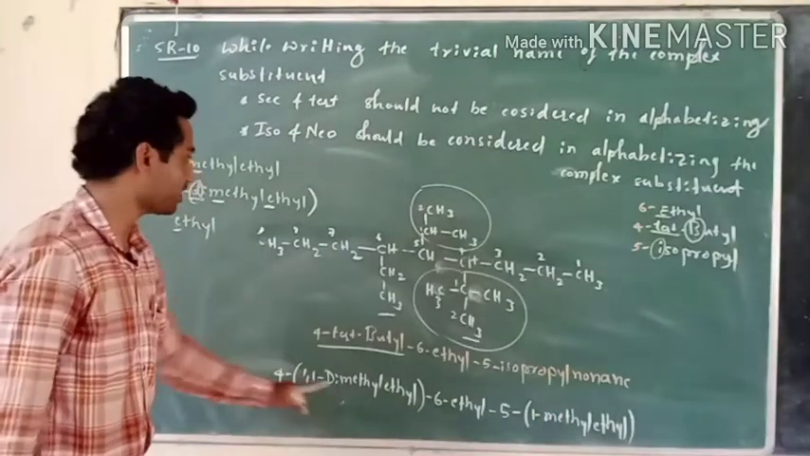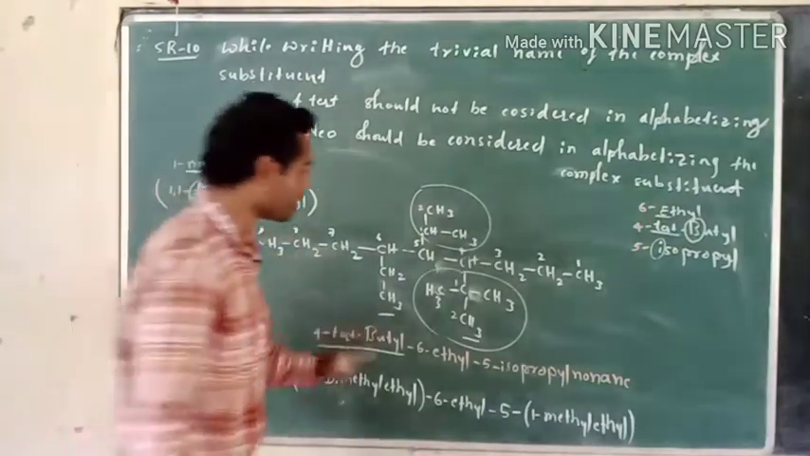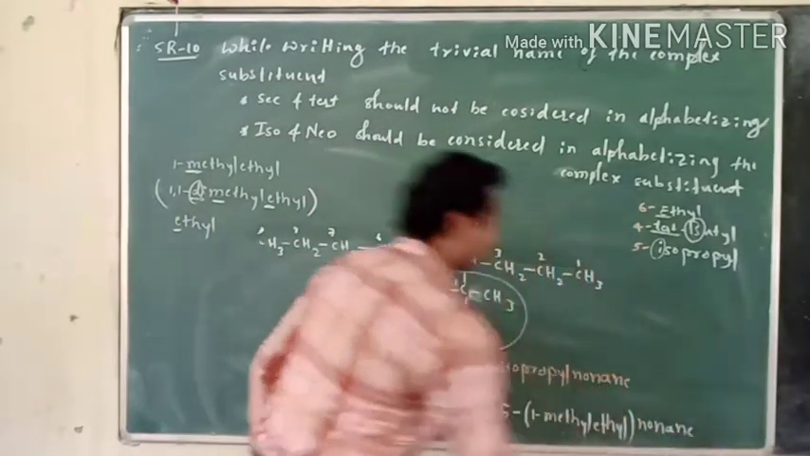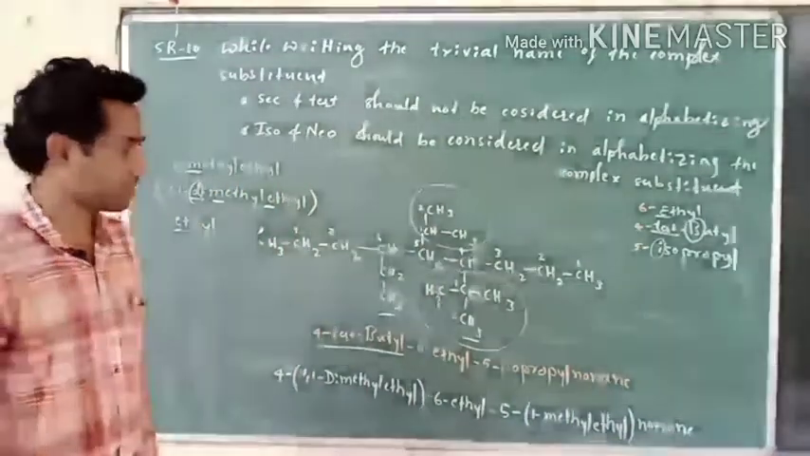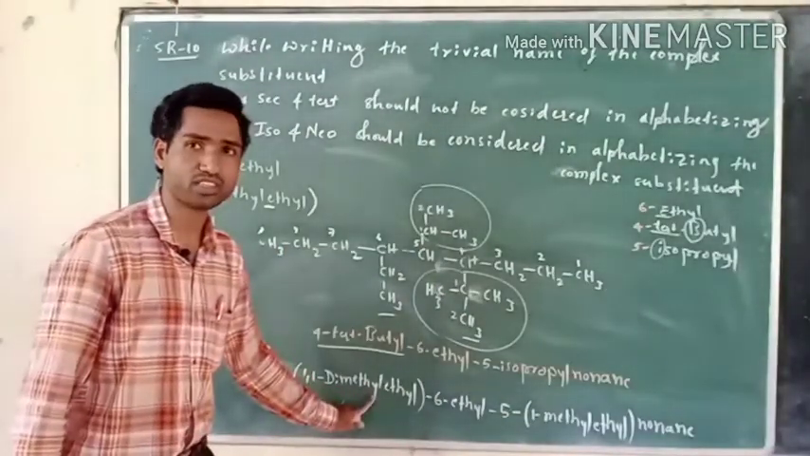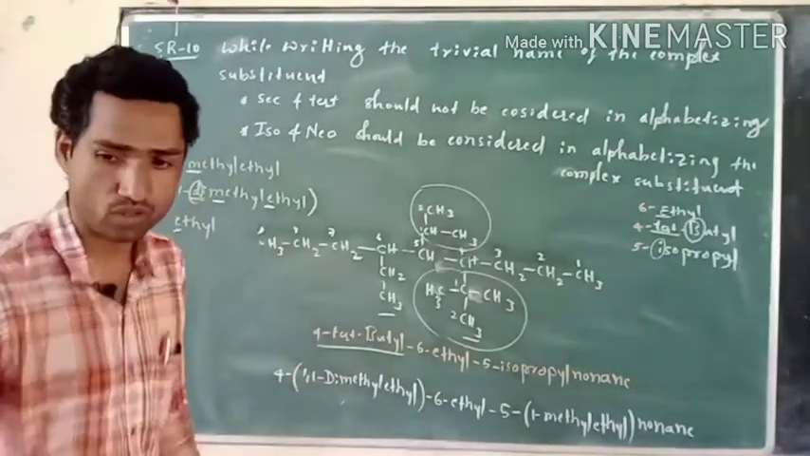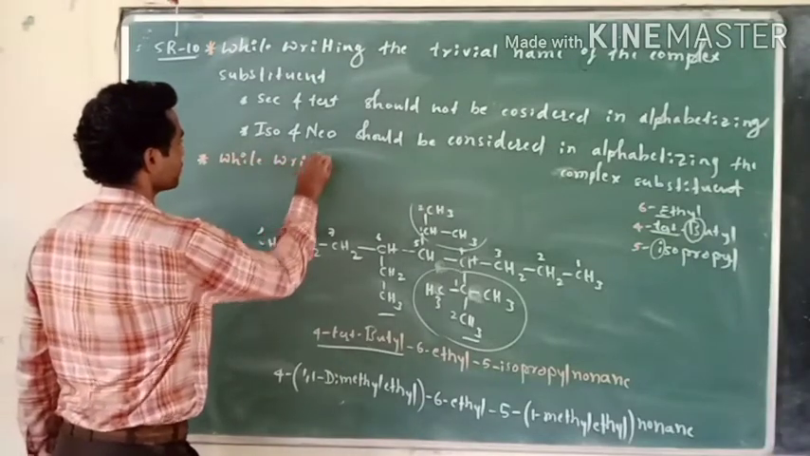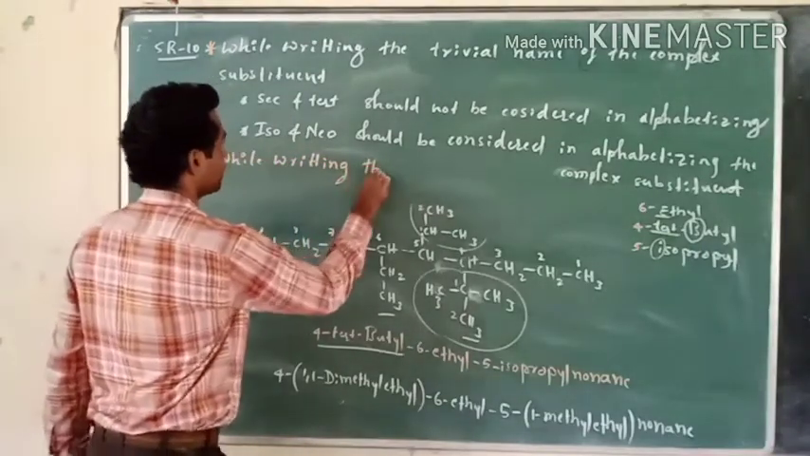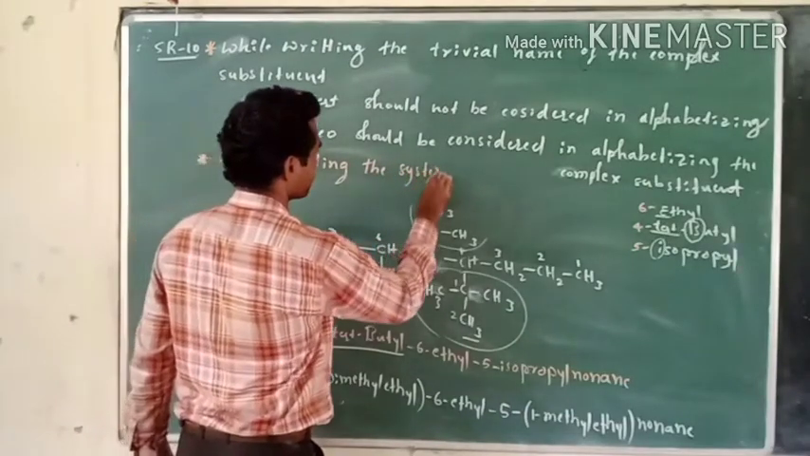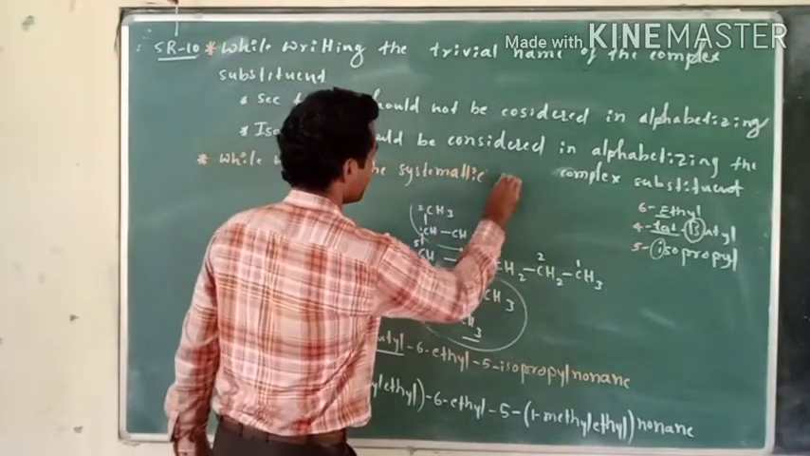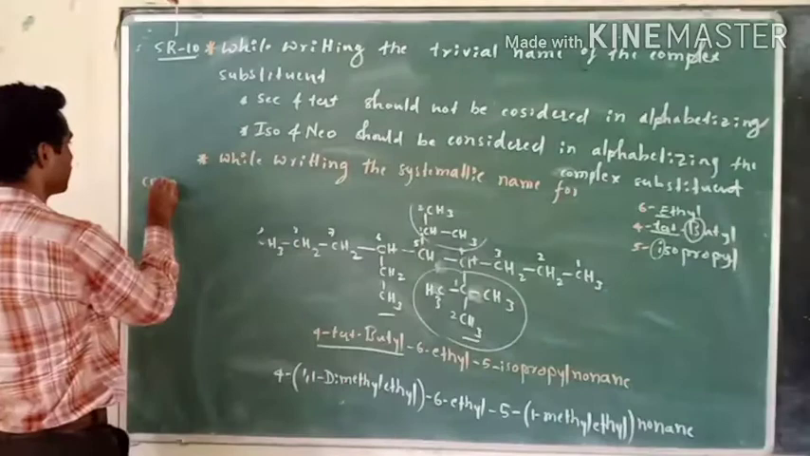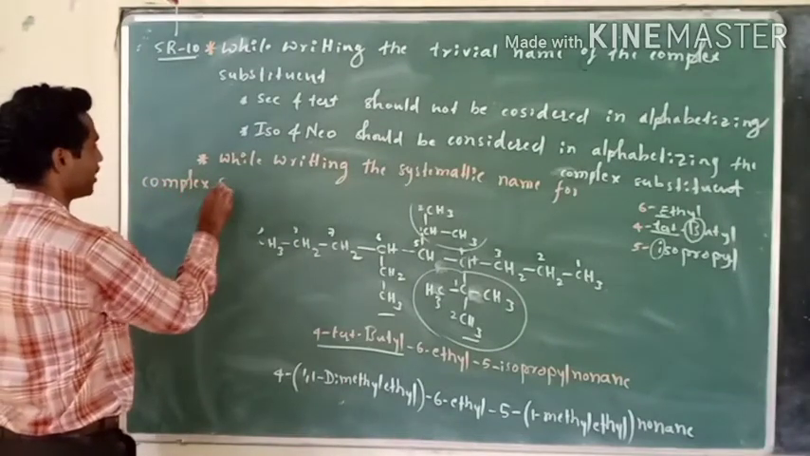This is the prefix. Now I have to write the root word. So 9, non-ane is the primary suffix. This is the systematic name of this molecule. So one more rule we have understood here is: while writing the systematic name for complex substituents.